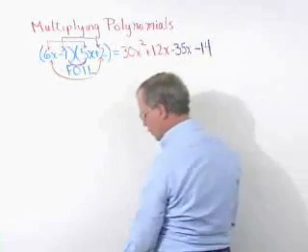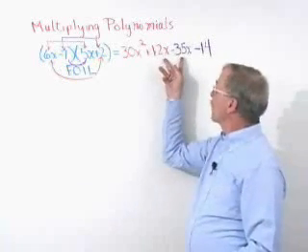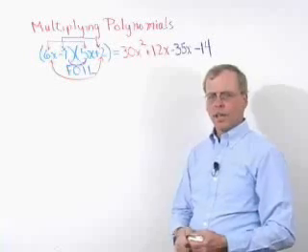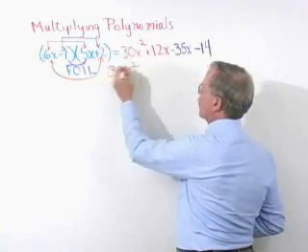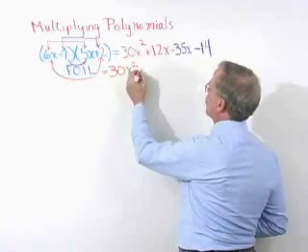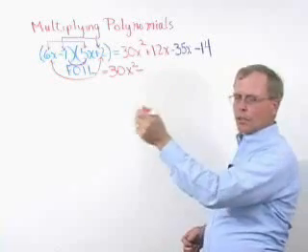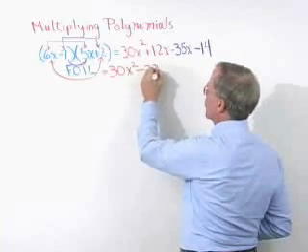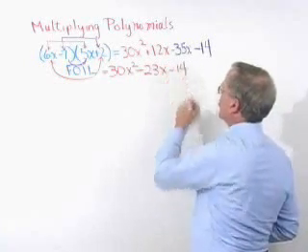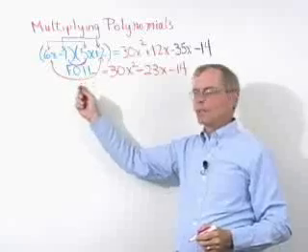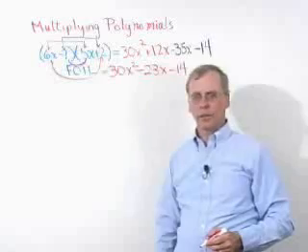Now in this problem, there are some like terms to combine, aren't there? We've got 12x minus 35x, and so we'll end up with 30x squared minus the difference there, which is 23x, and then minus 14. So practice FOIL, first, outside, inside, last, whenever you're multiplying two binomials together.